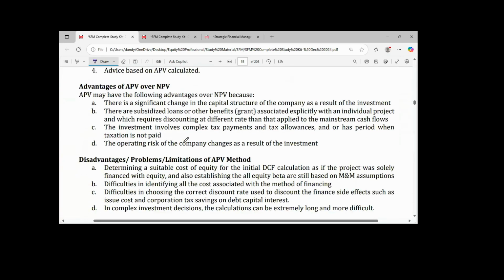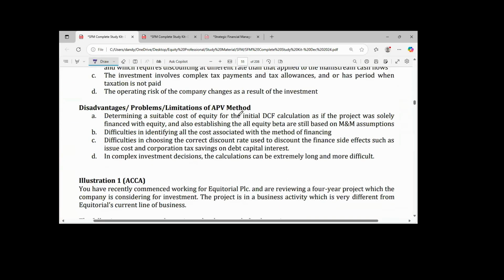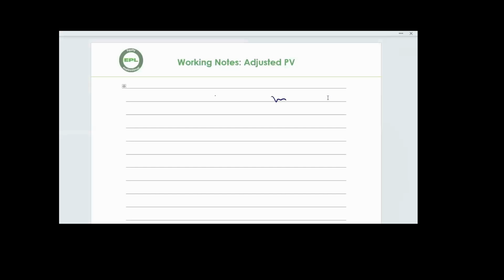Let me stop sharing this so that I can fully explain, because the only area of technicality as far as APV is concerned is the PV of financing effects. And if you don't get it right, you are going to struggle. So let me share my screen again, my workbook, so that I will explain in detail how to calculate PV of financing effects.